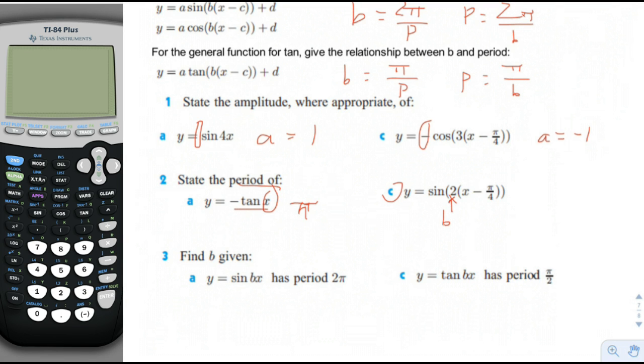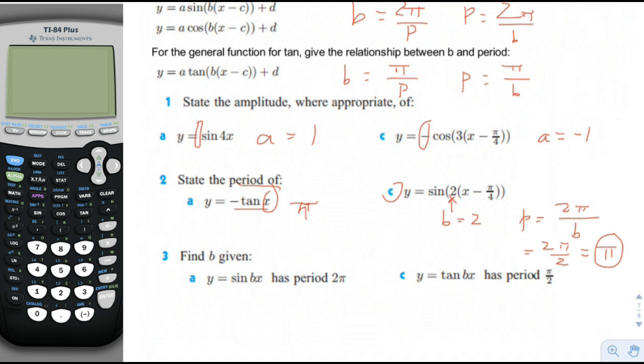So when b is equal to 2, that means p is equal to 2 pi, since this is sine, it's 2 pi divided by b, which is 2. So that's 2 pi divided by 2, which is equal to pi. So here the period is pi.